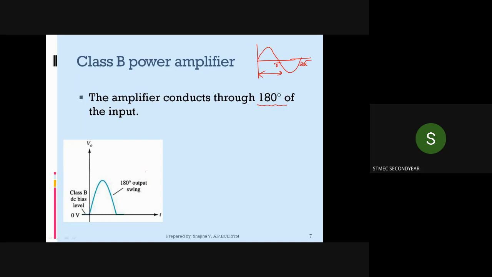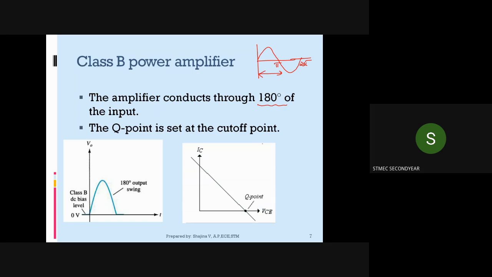In class A amplifier, it will conduct for the complete input cycle, or we can say conduction angle will be 360 degree. In class B amplifier, it will conduct through 180 degree of the input signal. Okay. So input signal means we are applying a sinusoidal signal like this, and for the 180 degree of the half cycle of input signal, it will conduct. Okay. And in order to obtain this conduction angle, our Q point should be set at the cutoff point. So this is our cutoff point on the load line, and this is our saturation point. So our Q point is set at the cutoff point for class B power amplifier.